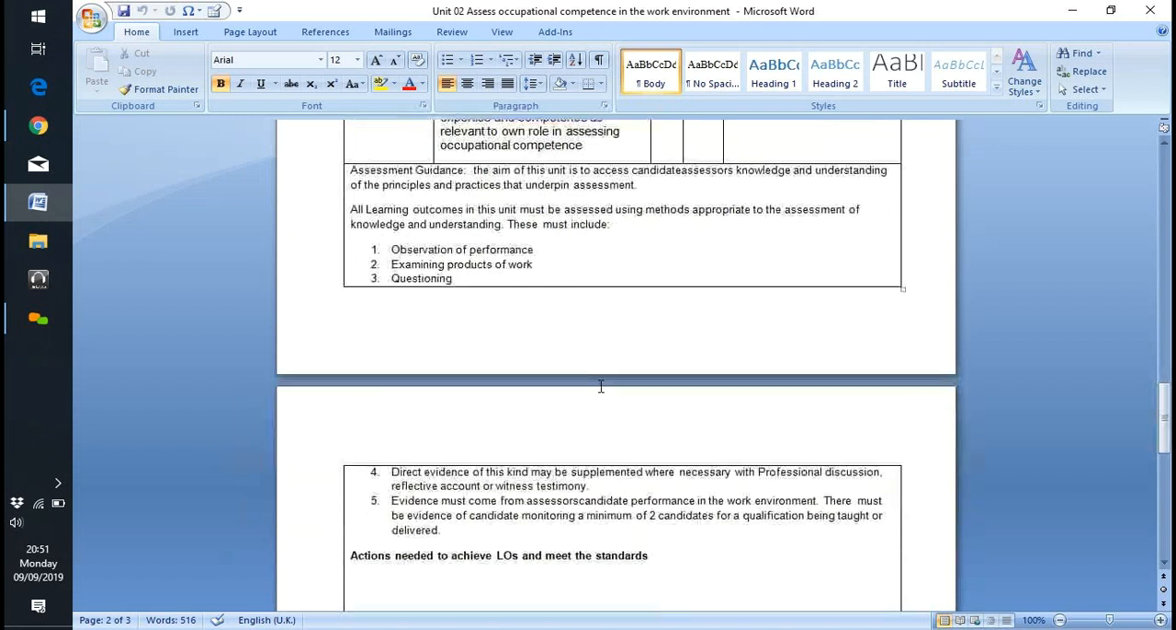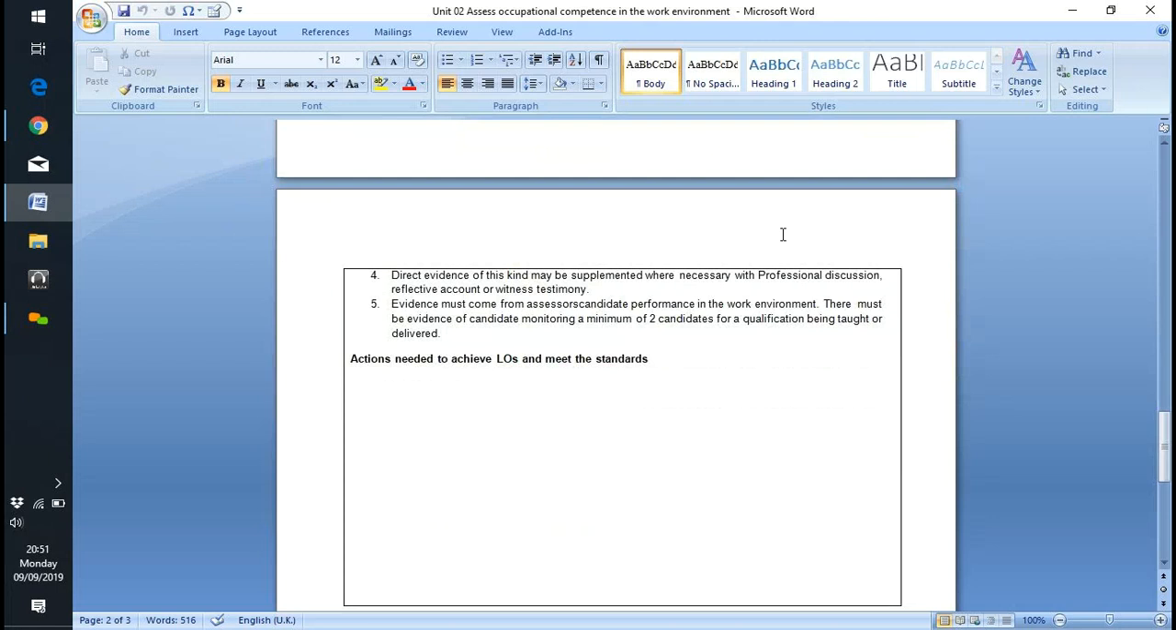So again, the information at the end is the same as well. All learning outcomes must be assessed using methods appropriate to an assessment of knowledge and understanding, which includes observation of performance, examination of work products, and questioning. Direct evidence of this kind may be supplemented where necessary with a professional discussion, reflective account, or witness testimony.